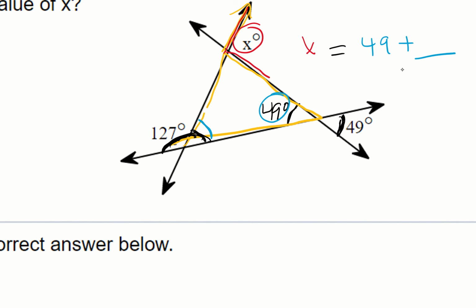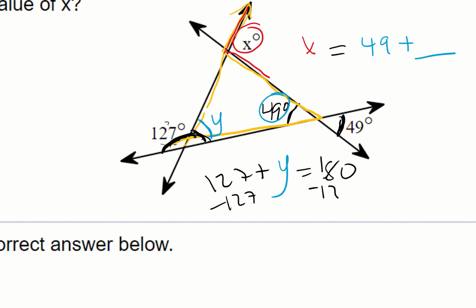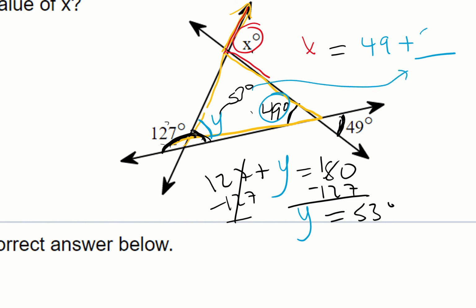So that's what I'm going to do here. 127 plus this angle add up to 180. 127 plus, we'll call it y. We'll call this angle y, just because we already have x taken up. So subtract 127. And so this unknown variable, which we called y, is equal to 53 degrees. So we know that this is 53. And so if we add 53 and 49, we should get this exterior angle. So we'll go ahead and put that in here. So 49 plus 53 has to be x. So it's 102 degrees. All right, so that's my value of x.